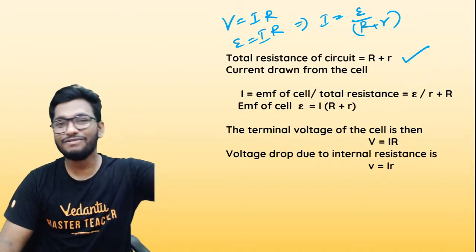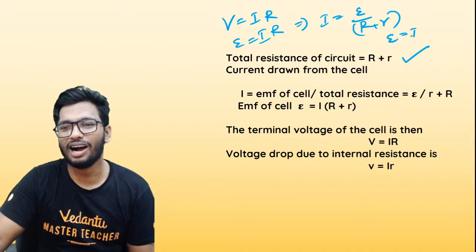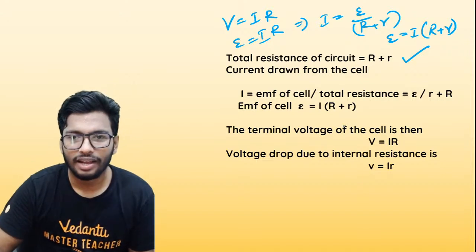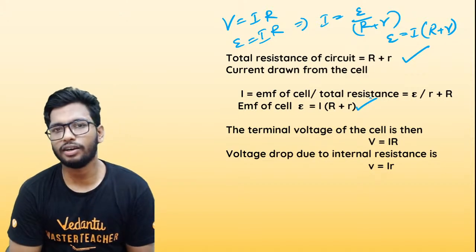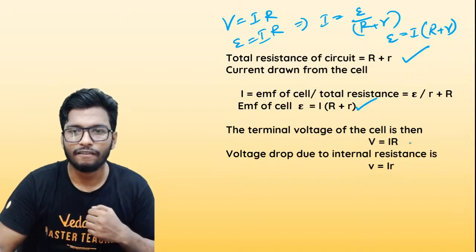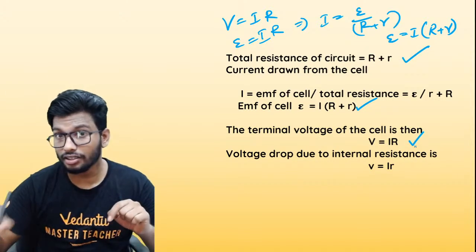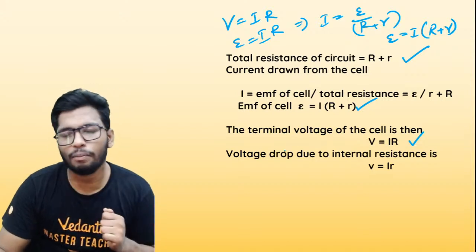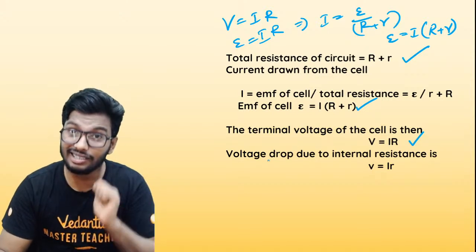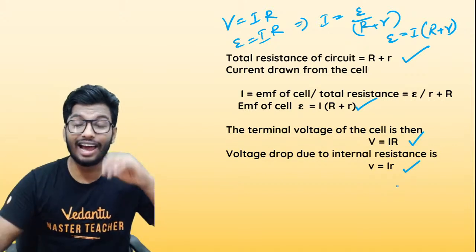All right. So we have found that if you just rearrange the equation, EMF is equal to I into the total resistance. Now, terminal voltage is what? Terminal voltage is capital V. From Ohm's law, we can write V is equal to I into R, that is the resistance outside the cell. And voltage drop is what? Small v is equal to I into r, this time the resistance inside the cell. Simple.